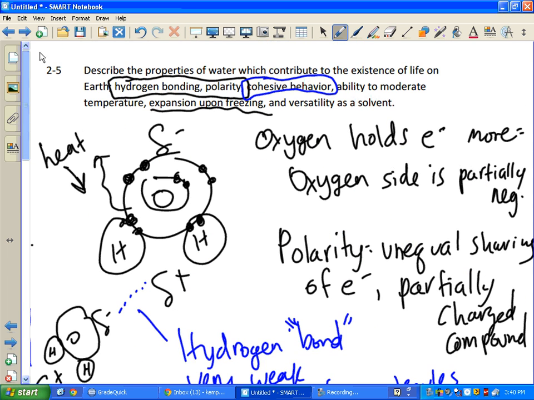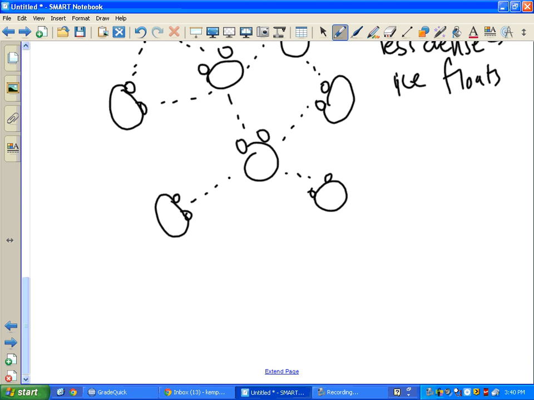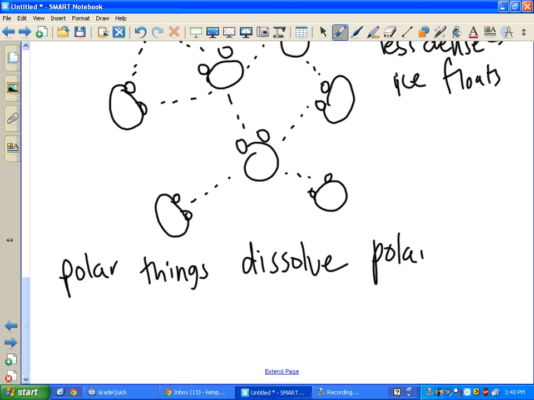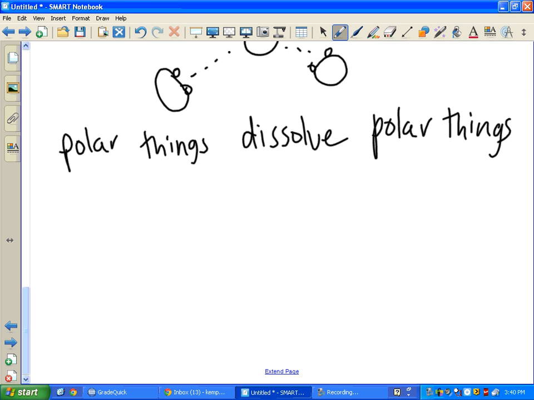And there's one more, which is versatility as a solvent. Basically, polar things dissolve other polar things. It's like we talked about with a magnet and a rubber band. A magnet is going to want to hang out with a magnet and not a rubber band, right? So this is the reason why oil and water do not mix, because oil is non-polar, water is polar.